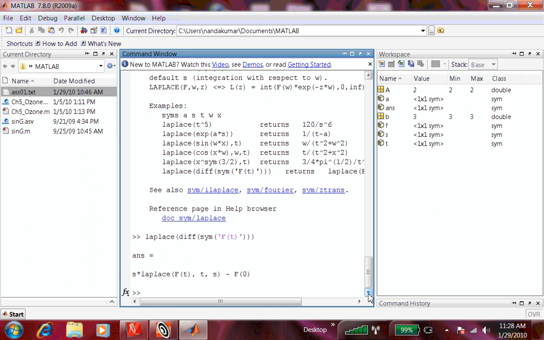it's just a generic template for any function. It is saying that it is s multiplied by the Laplace transform of the original function, minus that original function at zero. This we are going to show and prove very soon.